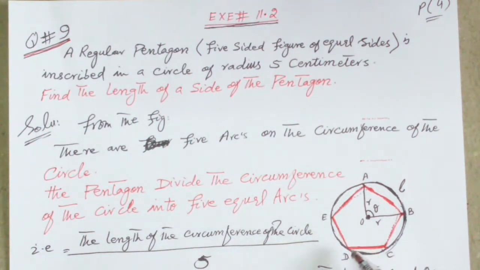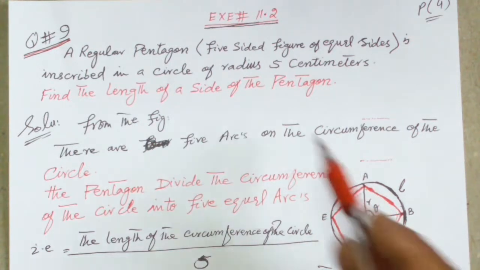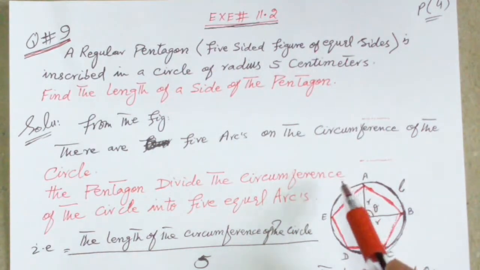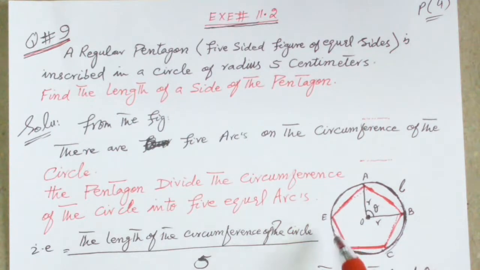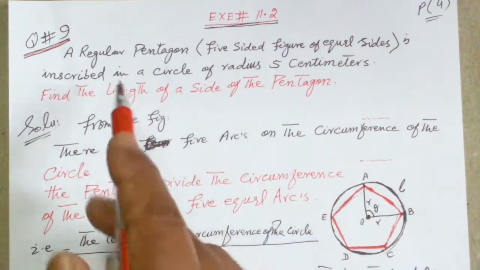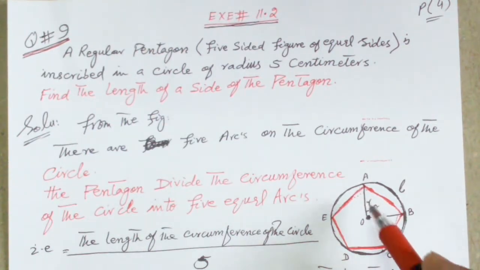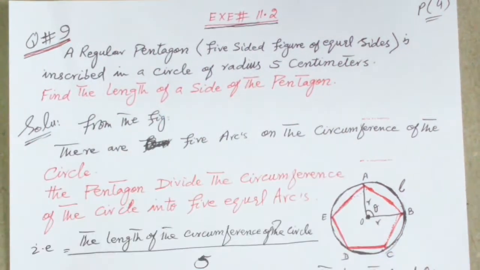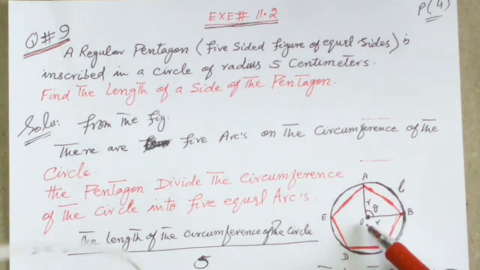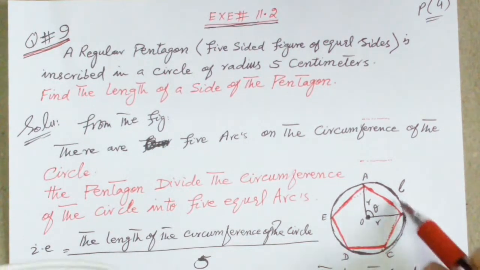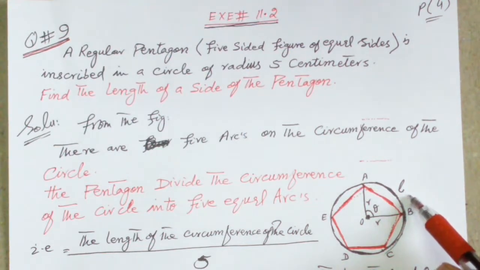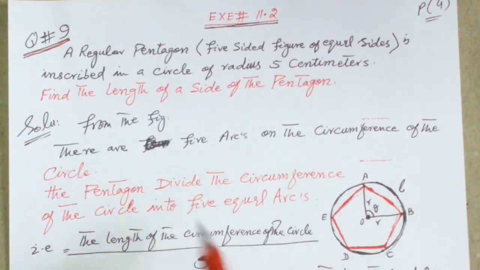This is the pentagon, a five-sided closed figure, and this is the circle. The radius of the circle is denoted by R, which is equal to 5 centimeter. Let us denote O as the center of the circle. Consider AB, the length of the arc, which is denoted by L.